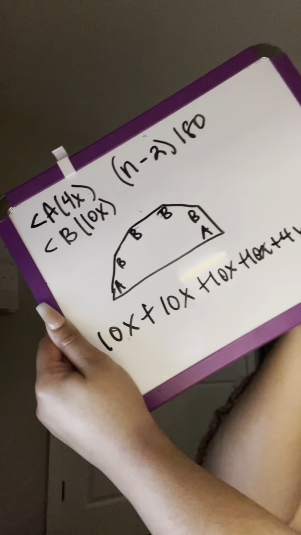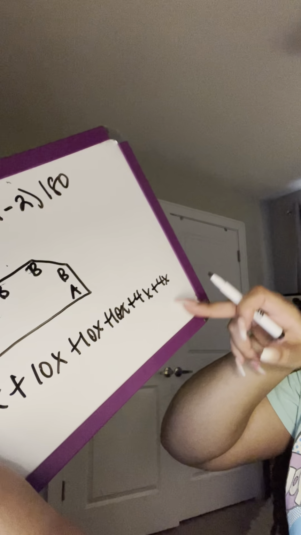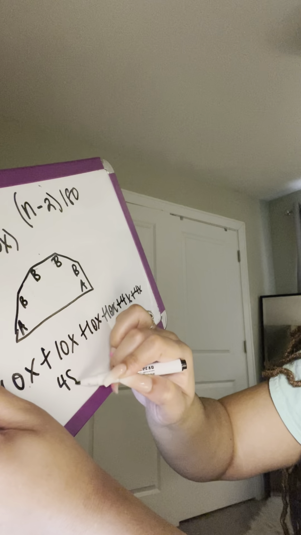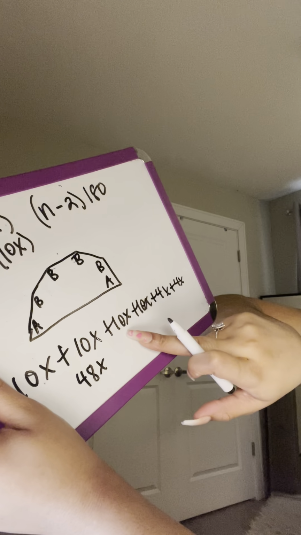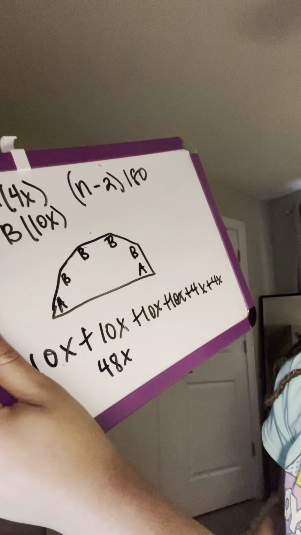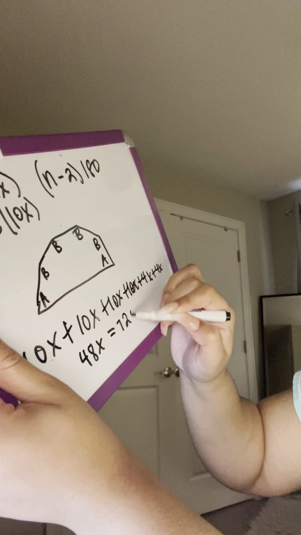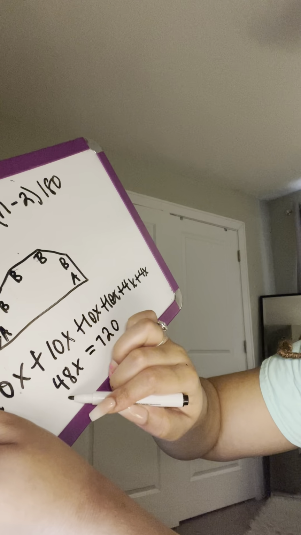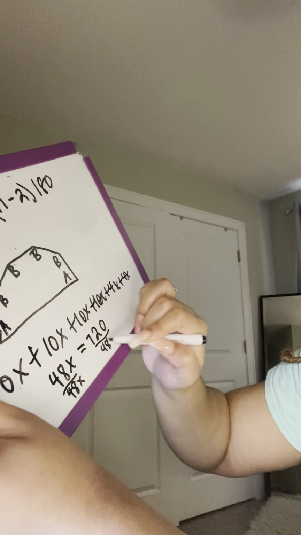All right, and once you have that all written out, you want to add all of these up together. Once you add all of these up, you get 48x. That is what we get by adding 10x, 10x, 10x, 10x plus 4x, 4x: we get 48x. Then you want to set that equal to 720. And once you have that set to 720, you want to divide. You want to divide 720 by 48.